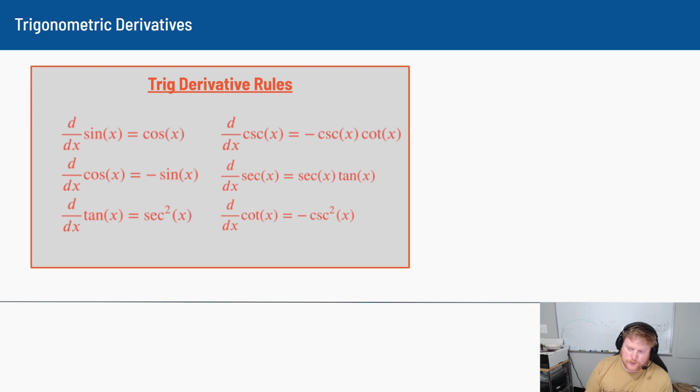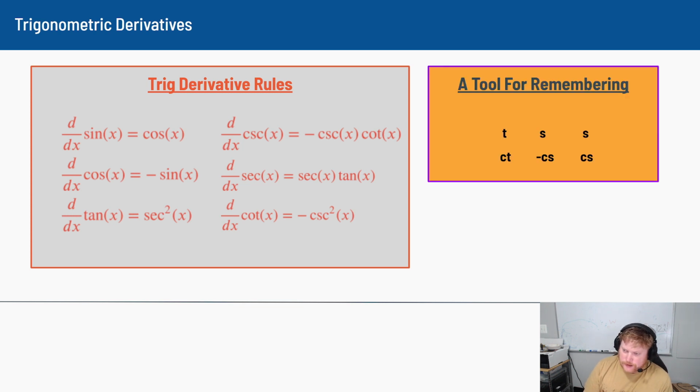Now I have a little bit of a tool that I have used in the past to help remember those last 4 derivative rules. This is what I learned when I was in calculus in high school. It's a sort of matrix of letters: T, S, S, C, T, negative C, S, C, S. So you just ask, if I want the derivative of tangent, then it's the 2 to the right, secant squared, secant times secant. Or if I wanted the derivative of cotangent, that is negative cosecant squared.